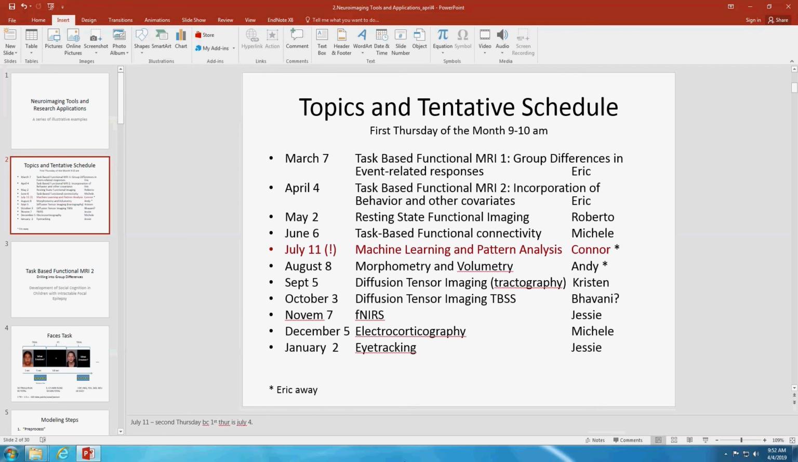After that, we're going to get into more structural stuff, and hopefully some other things like fNIRS and eye tracking later. Eye tracking, we've got to get going on eye tracking.